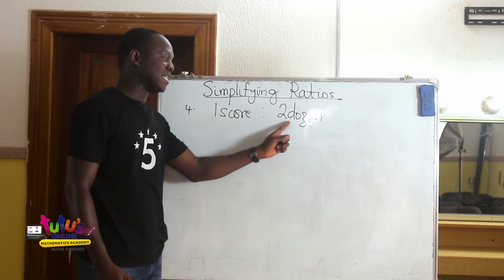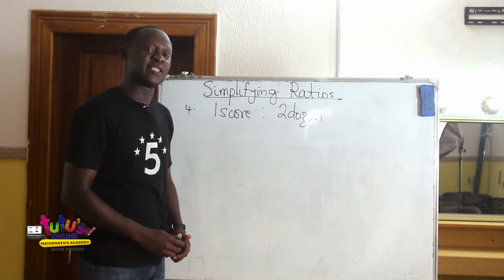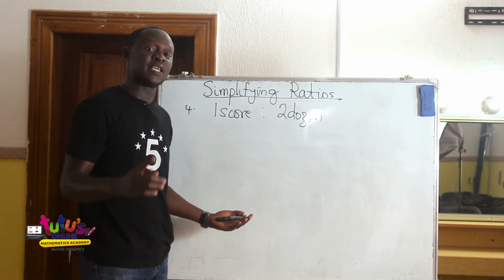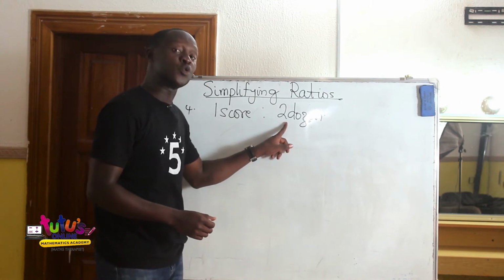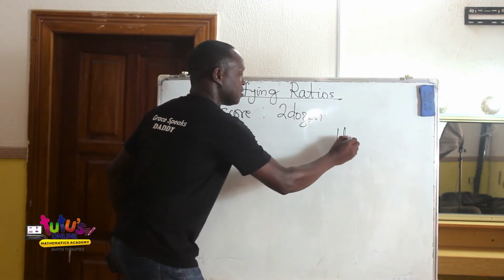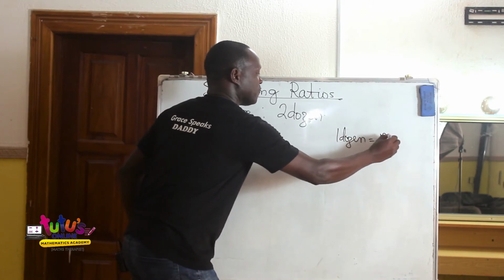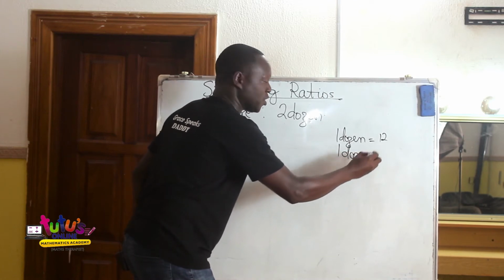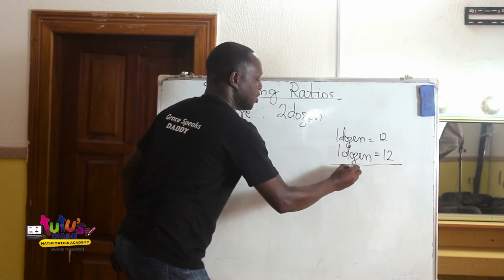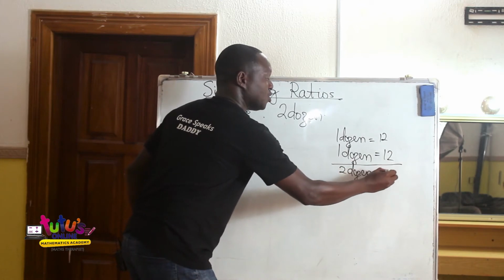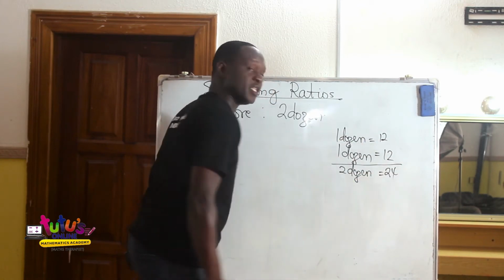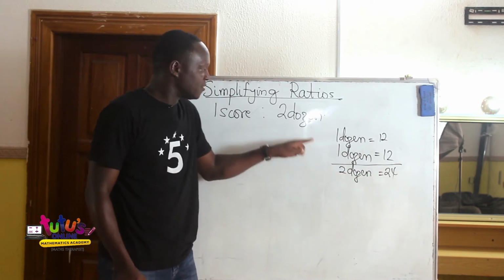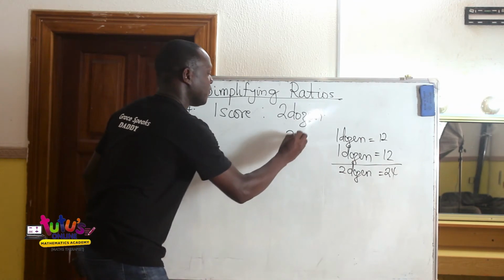So the question is, what is a dozen? If you ask the question, a dozen of eggs is how many? That gives us 12. So you have 2 dozens. 1 dozen is 12. Another 1 dozen gives us 12. So 2 dozen gives us 24. So instead of these 2 dozen, we replace it with 24.